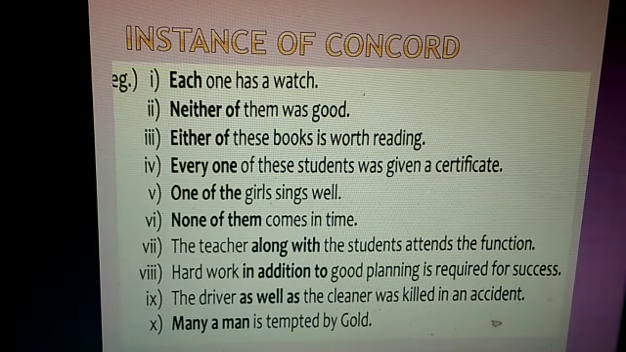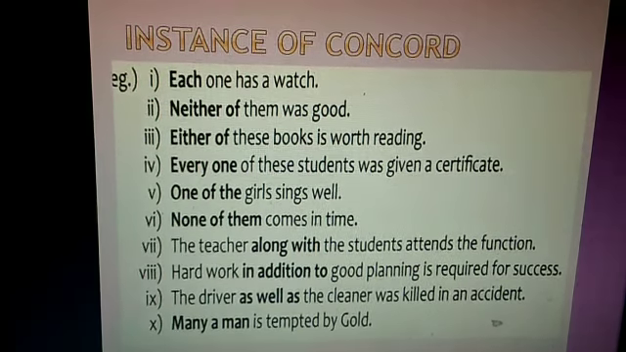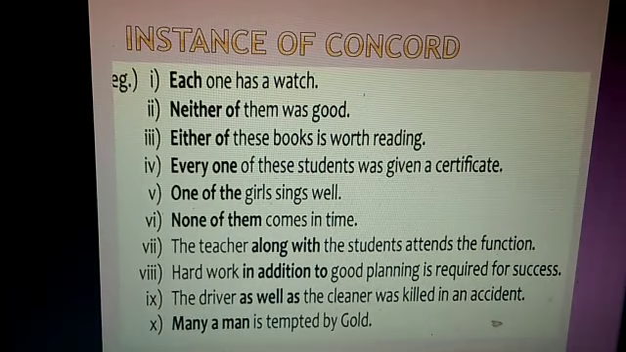Fifth one, one of the girls sings well. So here we are only talking about a single girl. One of the girls: so many girls, among that one girl. So one of the girls sings well. Sixth one, none of them comes in time.